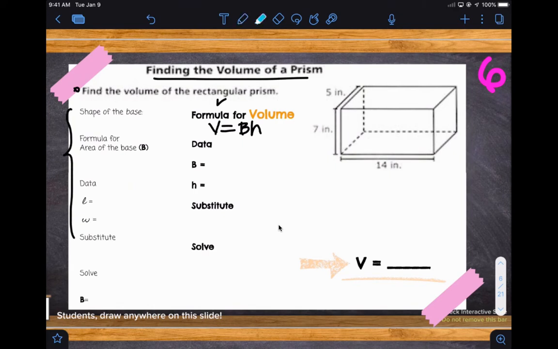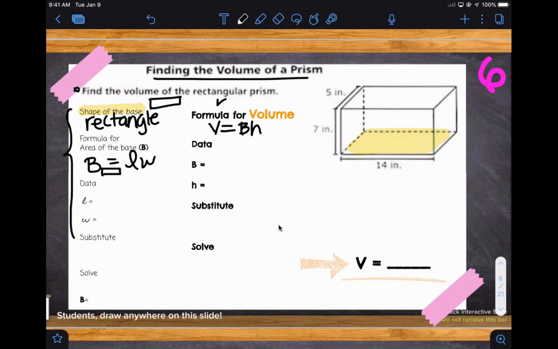First is, what is the shape of the base? And I see here, the base is a rectangle. So I'm going to write here, rectangle, right? Or you can draw it if you don't want to write the word. This is the formula to find the area of the base, which in this case is a rectangle: length times width.